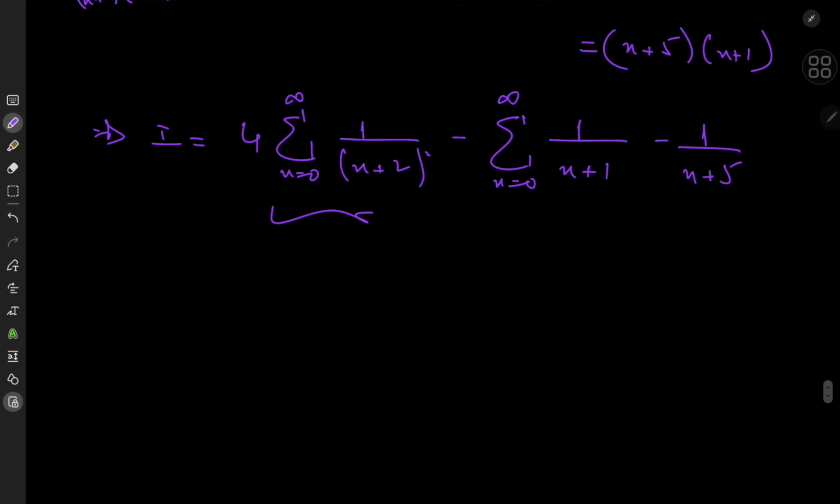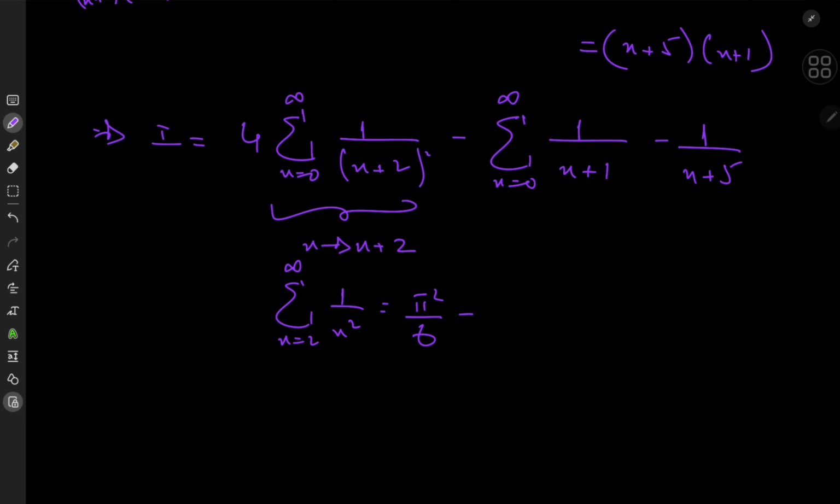So this thing over here, going from n to n plus 2 that is, would just be the sum over n from 2 to infinity of 1 over n squared, which is just pi squared over 6 minus the first term in the sum, that is 1 over 1 squared.